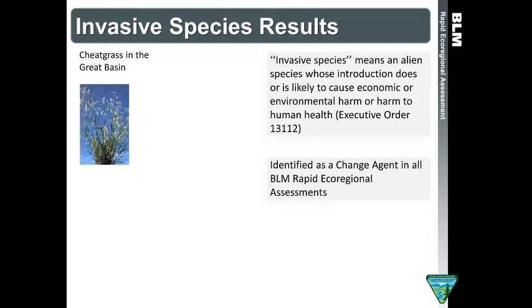As a little bit of background, I think we're all familiar with what invasive species are. These are non-native species that are liable to cause economic, environmental, or ecological harm, or harm to human health. And these are implicit in all rapid ecoregional assessments. That's a change agent.